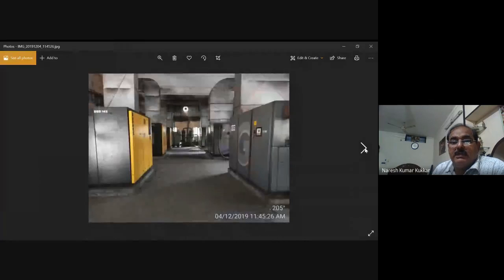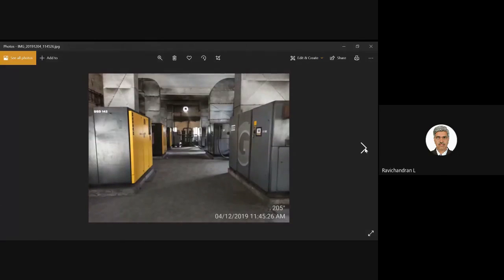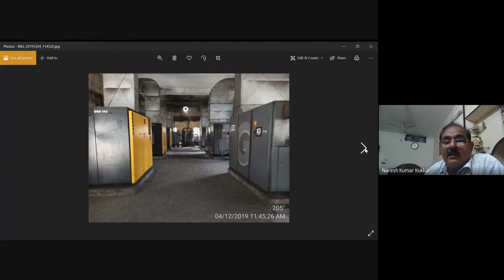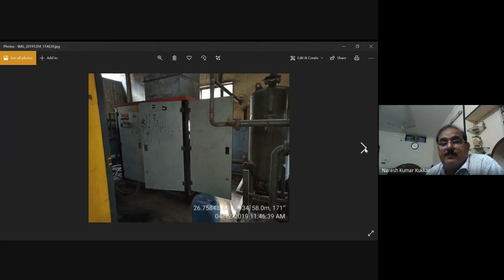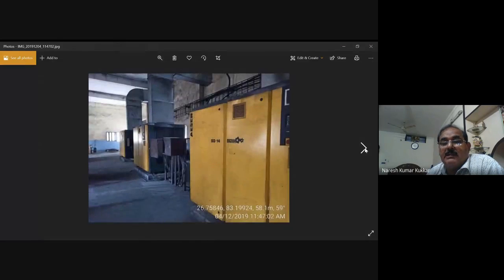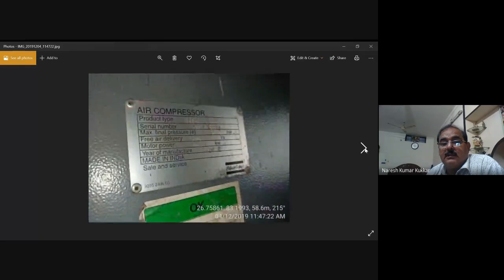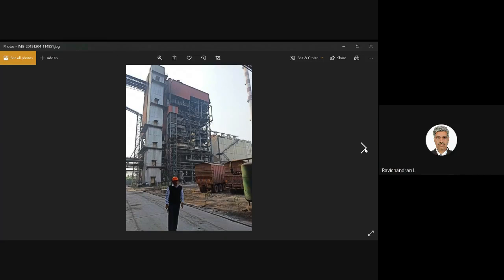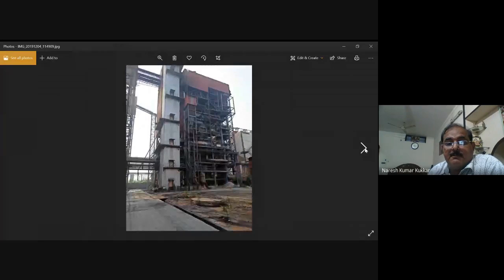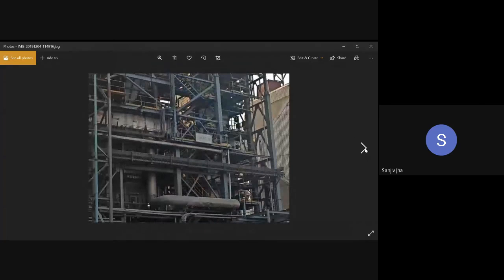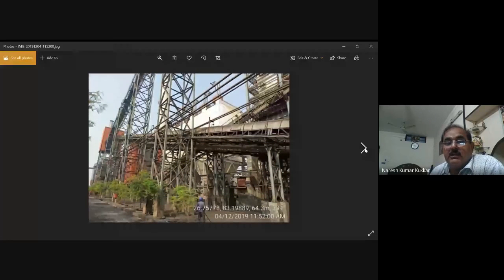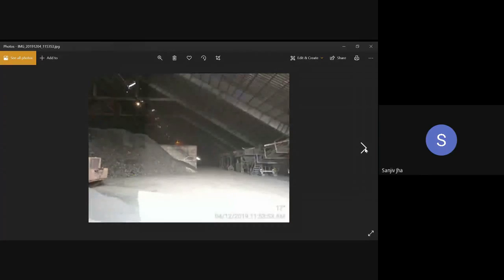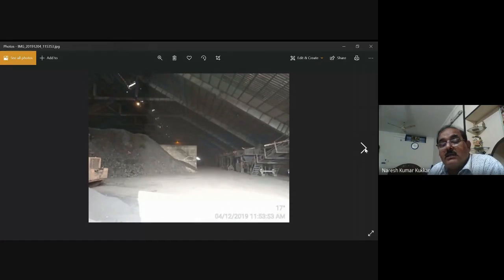A pump house. Identify this. What is this? Compressor. Yes, air compressor. These are air compressors. Castle make. They all are air compressors. Now, what is this? Coal handling plant. Power plant. Boiler. Yes, boiler. They are all conveyors. CHP. Yes. Now it's a coal storage area.